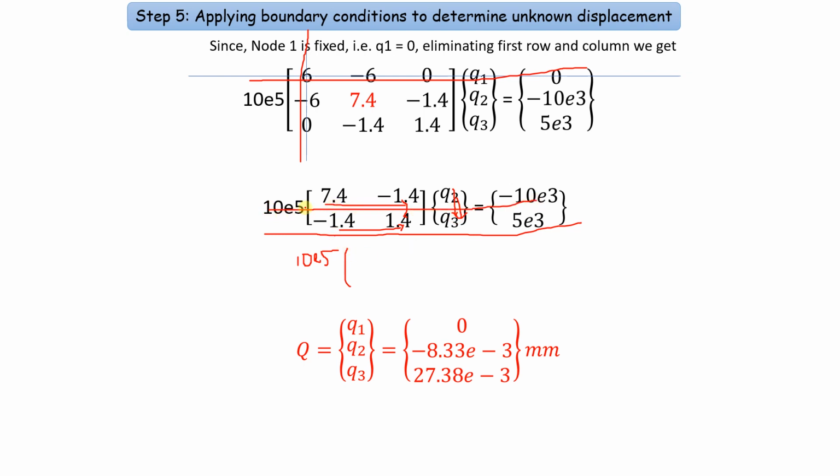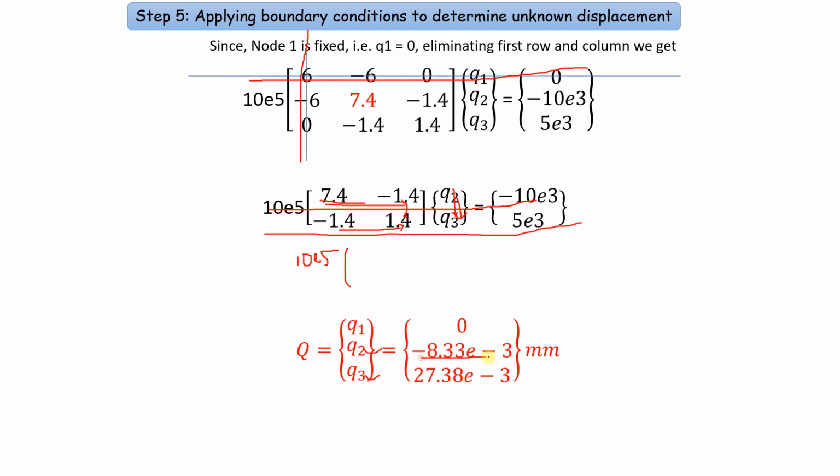That is 10 raised to 5 common, 7.4 q2 minus 1.4 q3 equal to minus 10 into 10 raised to 3. Again the second equation: 10 raised to 5 common, minus 1.4 q2 plus 1.4 q3 equal to 5 into 10 raised to 3. You will have these two equations; solve them using your calculator, directly, since you have to find two unknowns. You'll get the value of Q2 and the value of Q3.